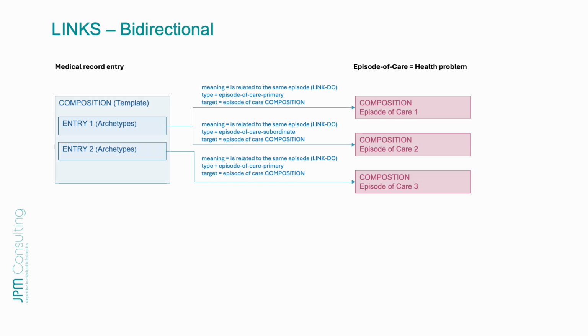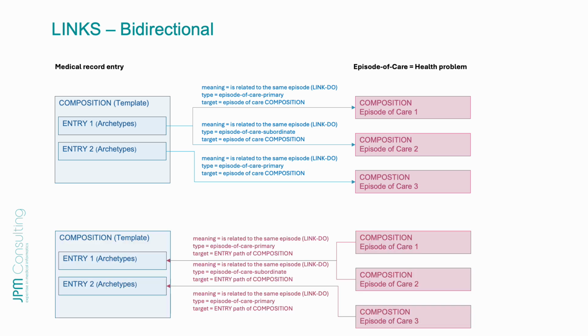With these three options, we can connect a medical record entry to the relevant episode of care. The link can point to the episode composition or to a specific version. To support navigation from either side, from the medical record entry to the episode or from the episode back to the entry, we can store the link bidirectionally. This gives you both views without having to infer relationships.